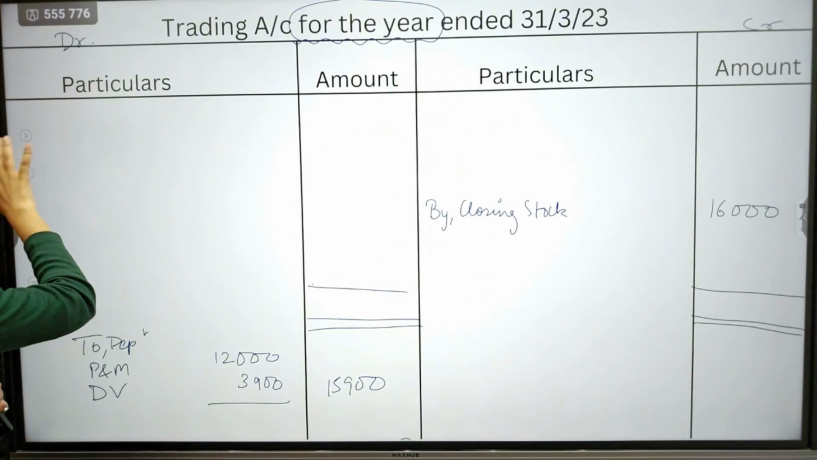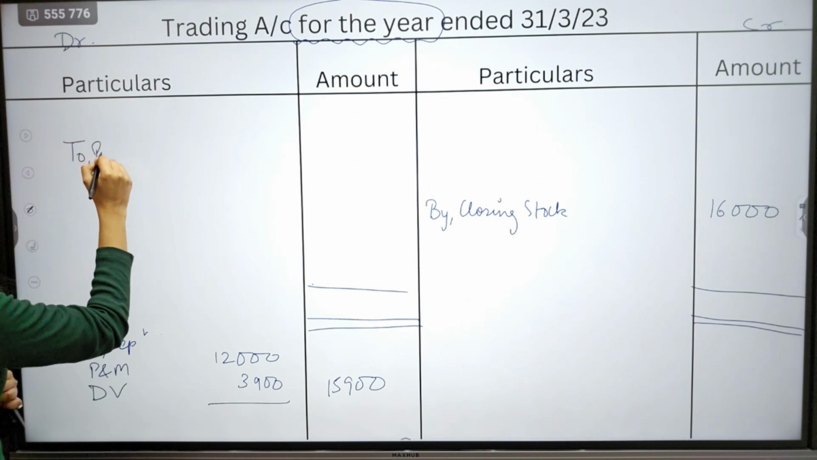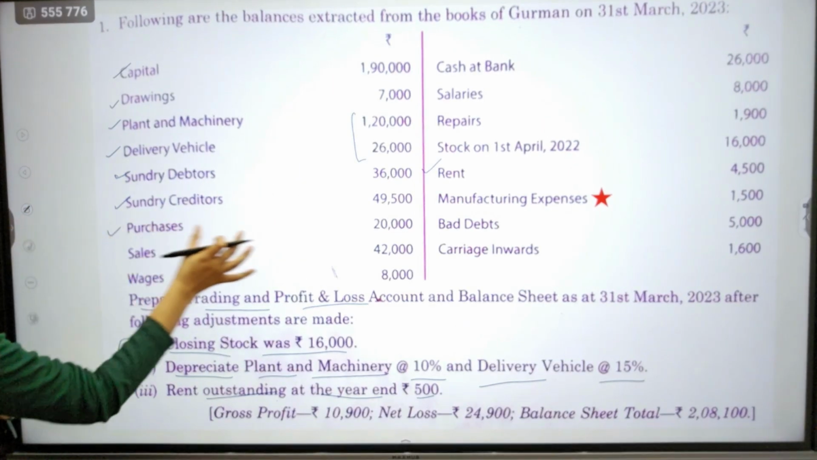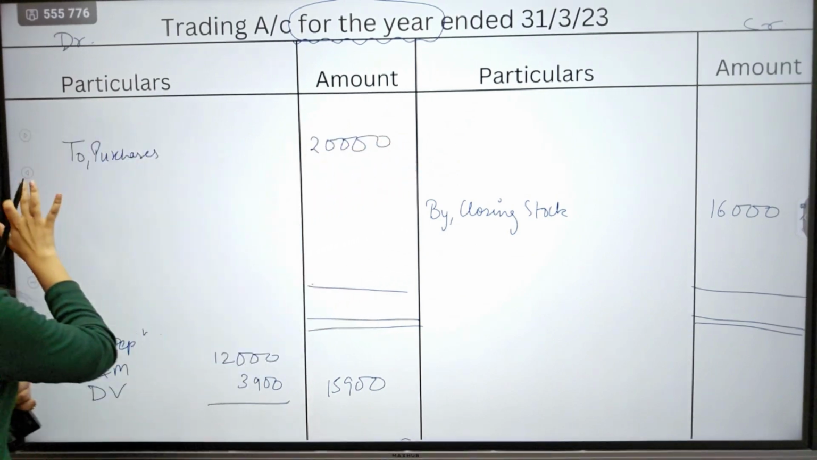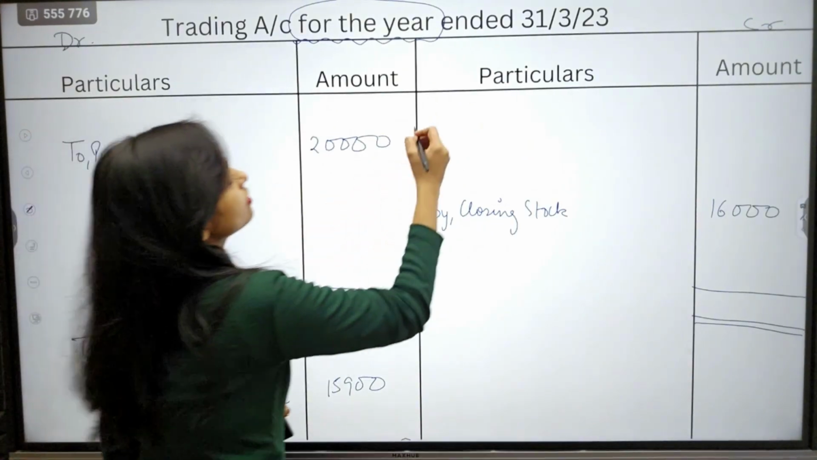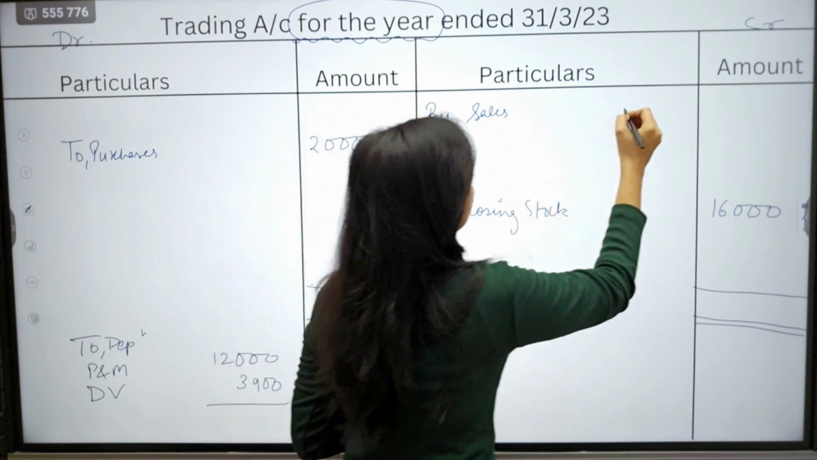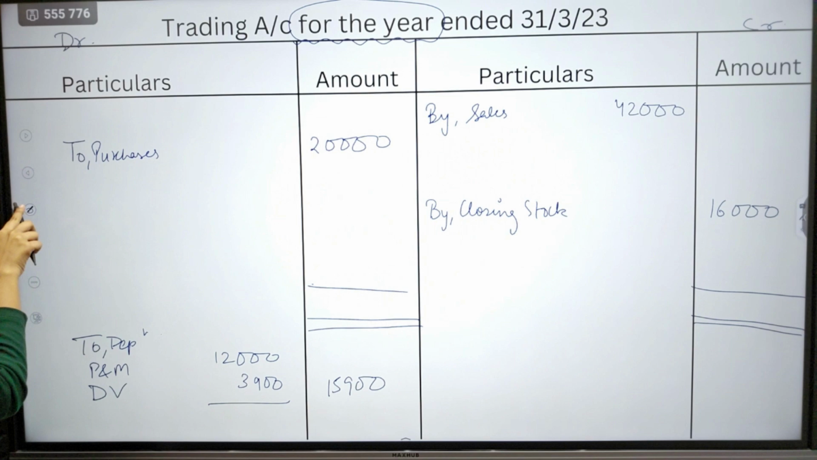Purchases is 20,000. Let's write it over here. Purchases. While I write the answer, this thing, the name, I always forget the amount by that time. 20,000. Okay. Sales is 42,000. Sales is always written on this side. By sales 42,000.